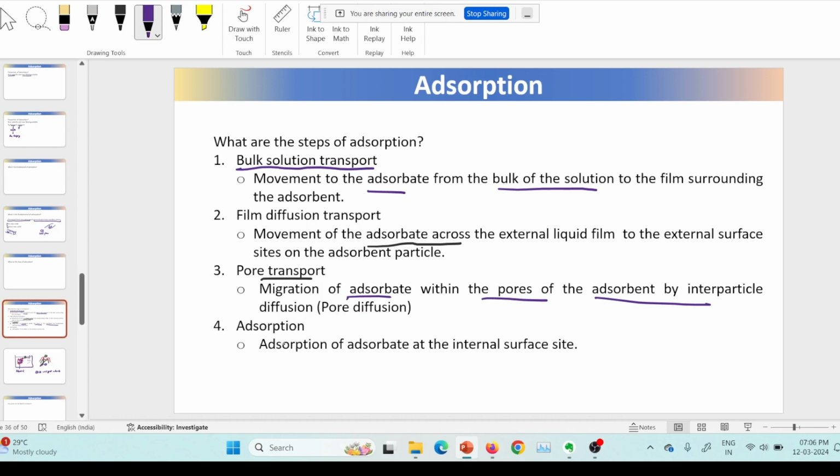And the last step is adsorption. Adsorption of adsorbate at the internal surface side. These are the steps of adsorption, or we can sometimes say the mechanism. This is the mechanism of adsorption.